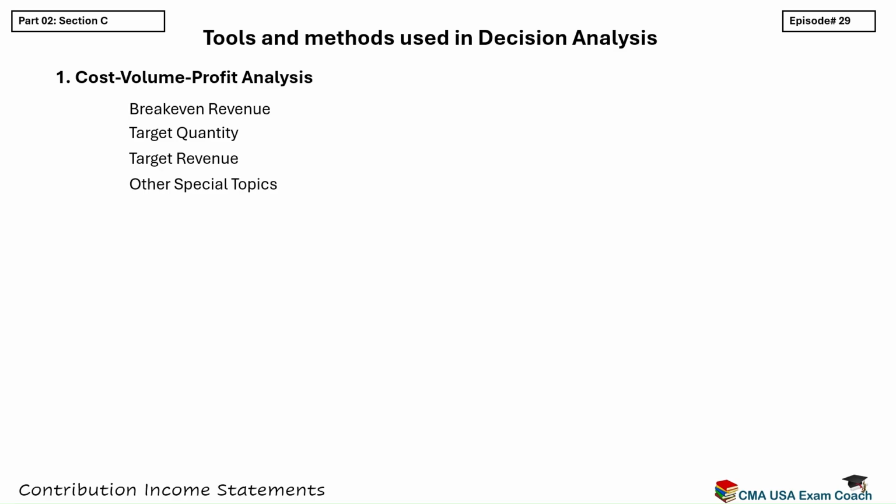The second major technique in decision analysis is marginal analysis, and it's actually the central concept that supports many specific business decisions. In simple terms, marginal analysis helps managers evaluate the additional benefits versus the additional costs of a particular decision. The word marginal just means extra. So we're focusing on the impact of producing one more unit, taking one extra order, or adding one more activity.